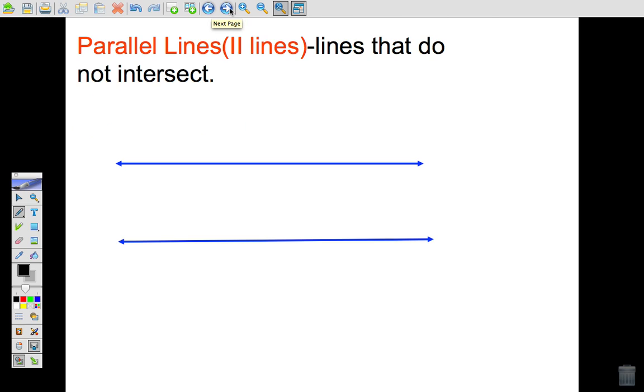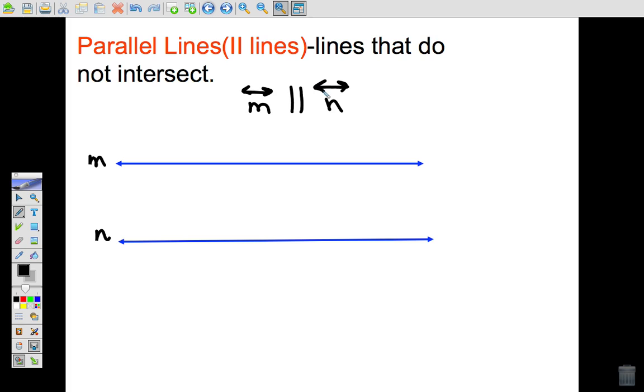Let's make sure we understand what parallel lines mean. Now, I do want you to write this down in your notes and write down the definition of parallel lines. Parallel lines are simply lines that do not intersect. So in other words, if these two blue lines kept on going and going and going, they're never going to cross. That's what we mean by parallel. Now, if I label this first line as line M and this second line as line N, I would say that line M, I'm going to use my symbols, is parallel to line N.